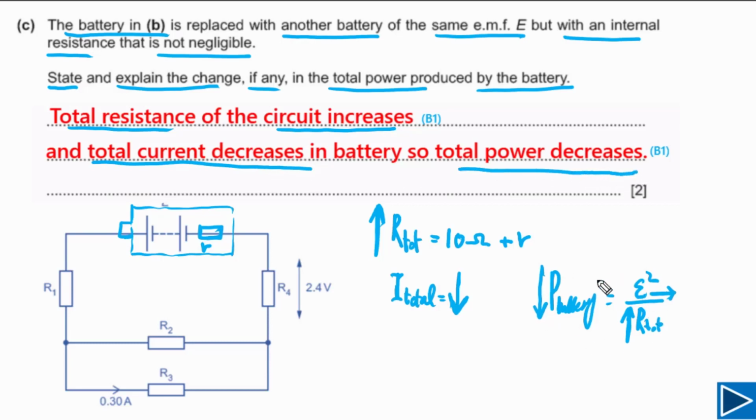So this is how we can answer. Simply we can say the battery will provide less energy per second to the circuit. So total power decreases. The total power produced by the battery will decrease because some of the electrical energy produced by the battery will be converted into thermal energy inside the battery due to its internal resistance. So that's the reason total power decreases.